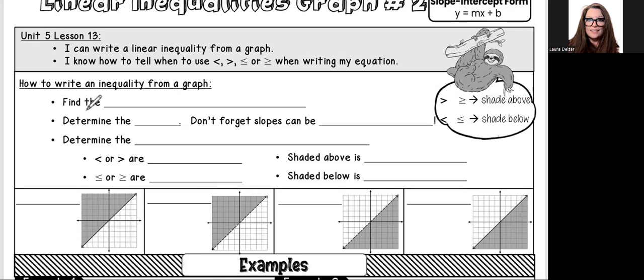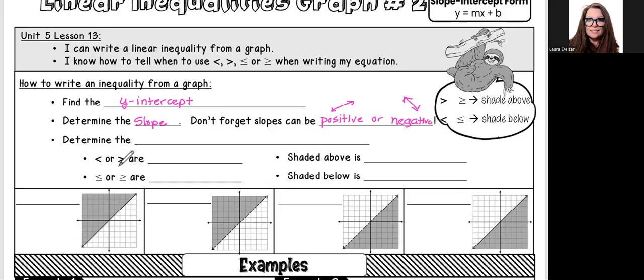So let's go ahead and write this down. One of the first things that we'll do is find our y-intercept. I am going to determine my slope. And don't forget, slopes can be either positive or negative. If it's negative, it's going in this direction, and if it's positive, it's going in this direction.